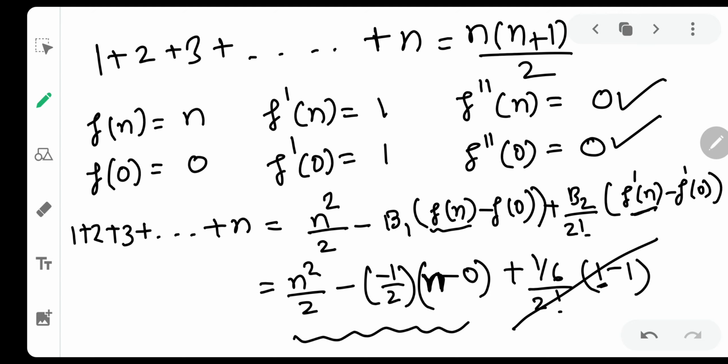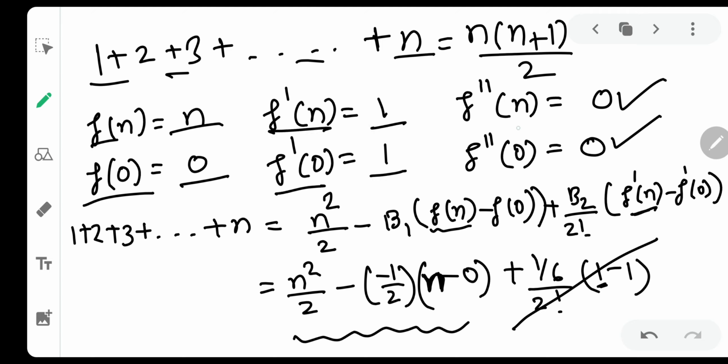Okay, so let us just revisit it. 1 plus 2 plus 3 up to n, fn is n, f0 is 0, f dash n is 1, f dash 0 is 1. Then f double dash n is 0, f double dash 0 is 0. Then n square by 2, because the last term was n, then you increase the power by 1 and divide by same. And then this pattern.